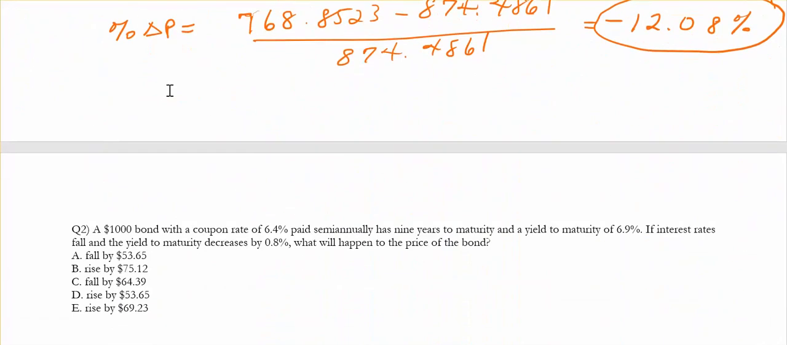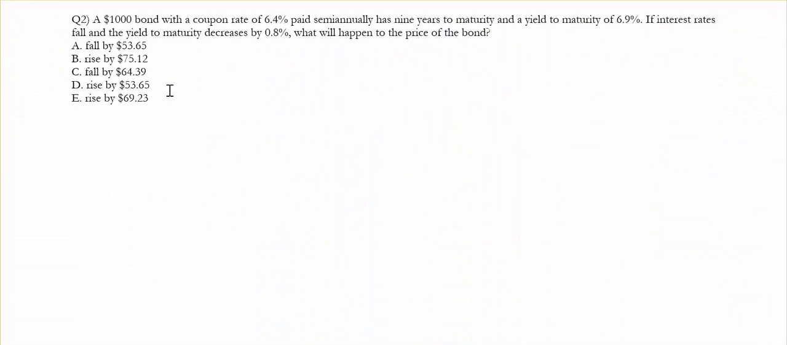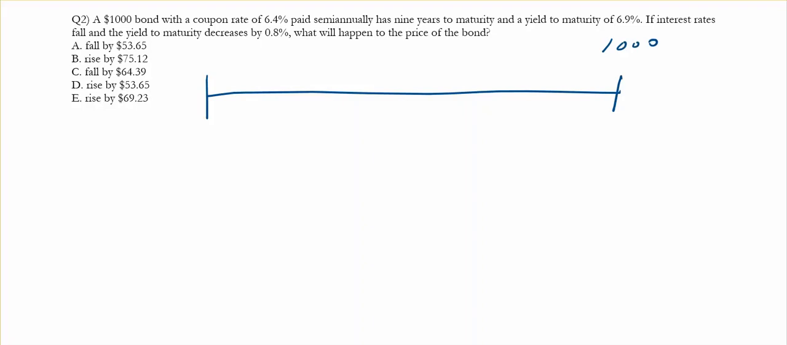All right, let's go on to question number 2, which is very similar. We have a bond. This time we are given the par value, and that's important because the options here give a dollar change, not a percent change. Let's diagram the cash flows again. We have a $1,000 bond. We know that we'll pay $1,000 at par.